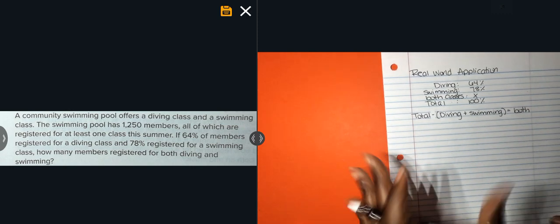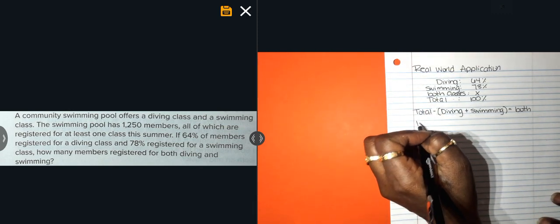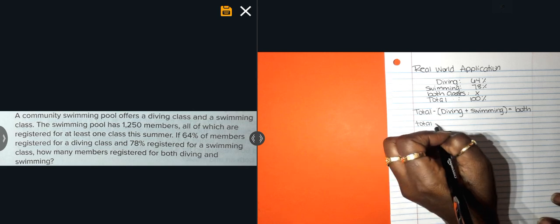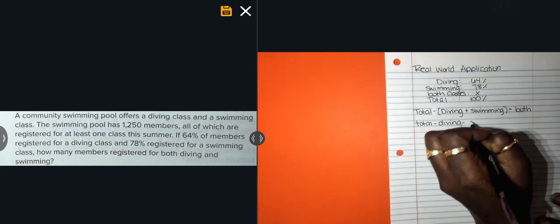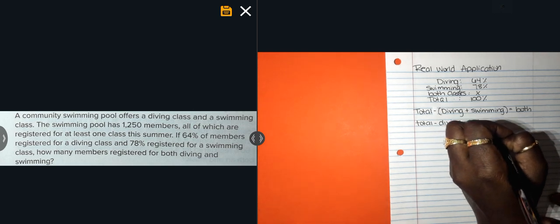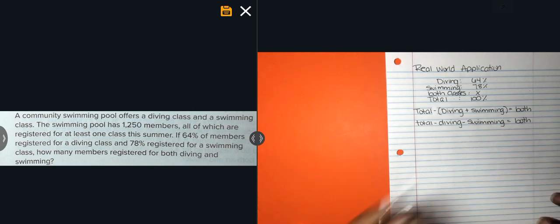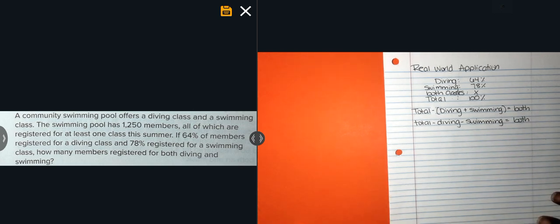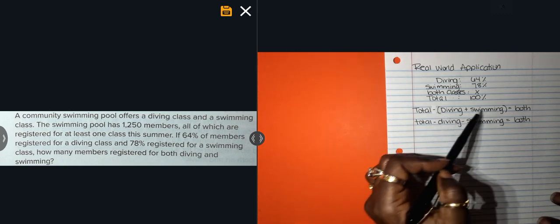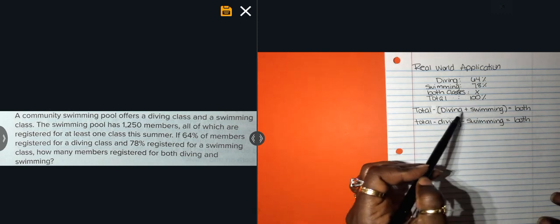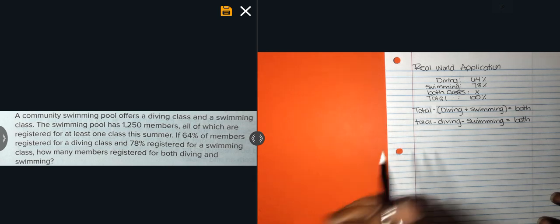Now, in the last example, I did the same way, but let me also say that you could also do it this way. You could do the total. You could subtract out those that are signed up for diving. You could subtract out those that are signed up for swimming. And then that should equal what you have for both. Okay, so either one of those, I just like to do it this way. I'm just going to add up those that are signed up for diving and swimming and then subtract it from the total. But either one of these is going to give you the same answer.